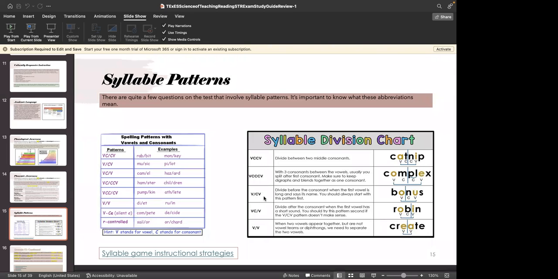Vowel, consonant, vowel. The break is here. Bonus. Snippet. Then you have vowel, consonant, vowel, like here. Robin. Bonus. We have different ones.